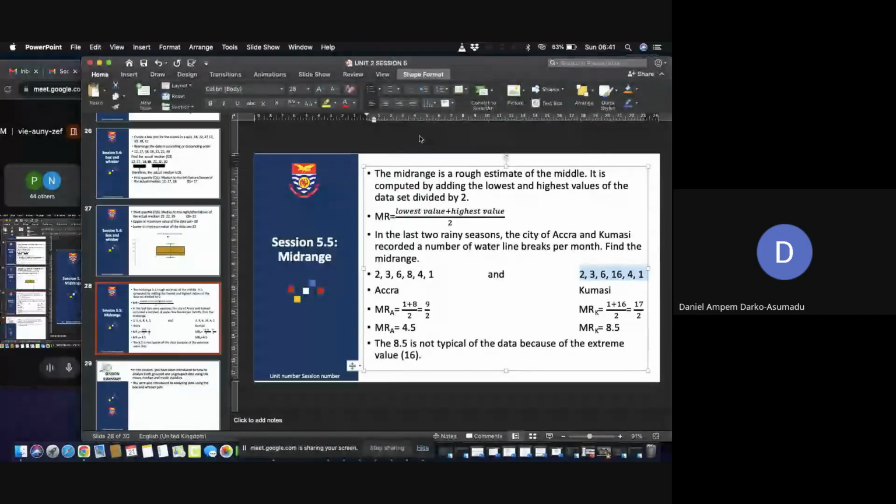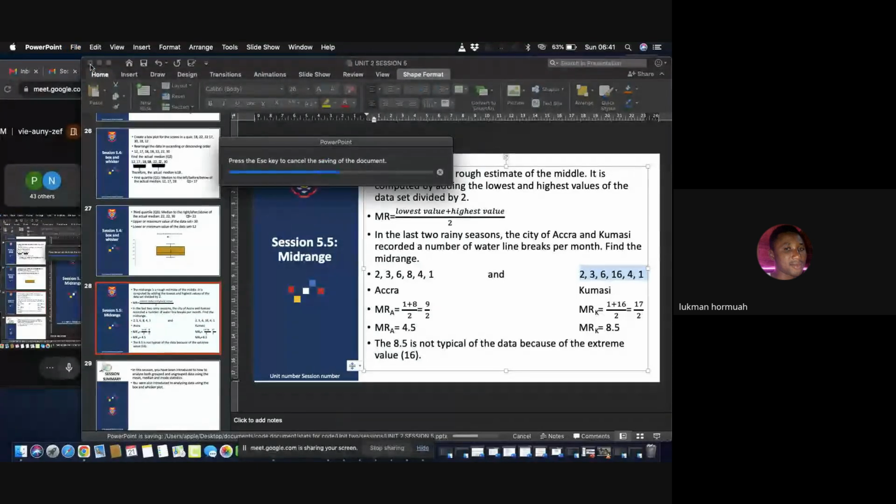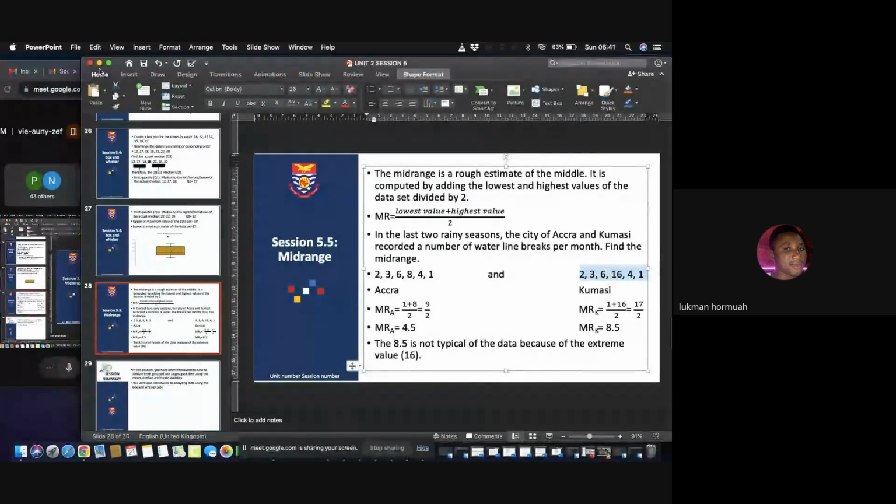Okay. So, let's continue. Meaning in Kumasi, the result is misleading because of the extreme value. In actual sense, it's misleading. But per the formula, this is how it's supposed to be calculated. Do you understand? So when you see extreme values or outliers, my advice is you have to be careful about the kind of tool you use.